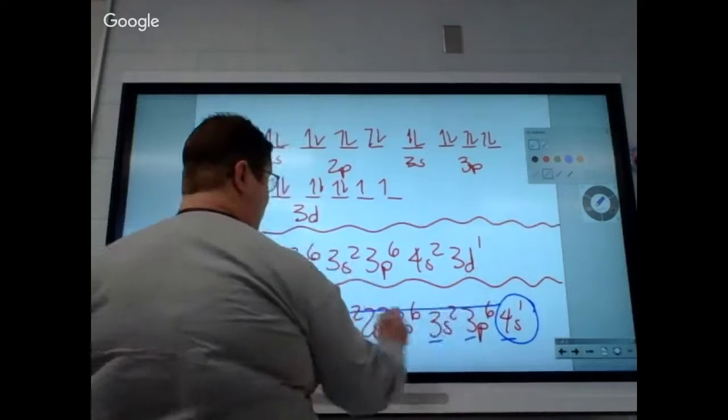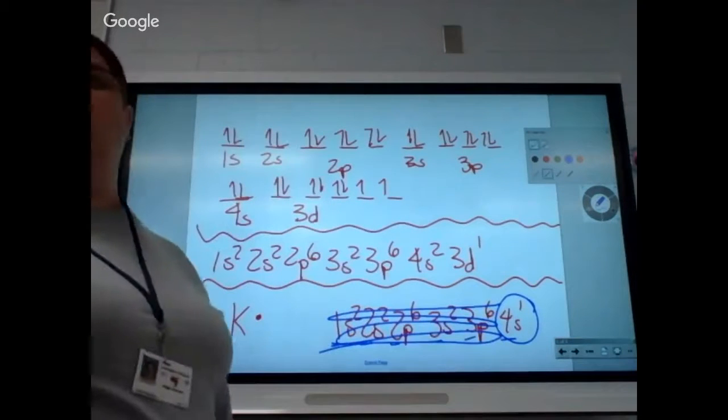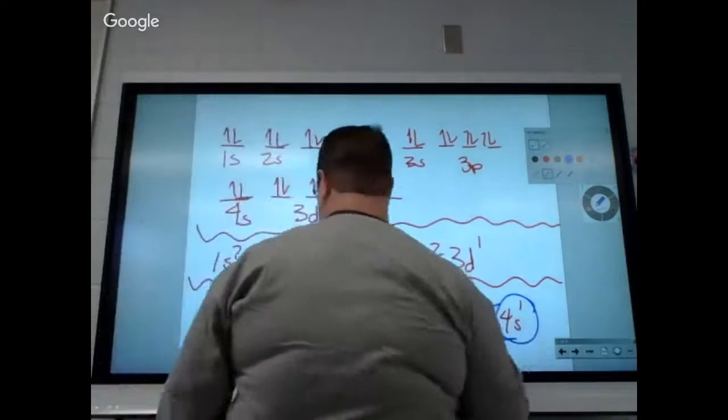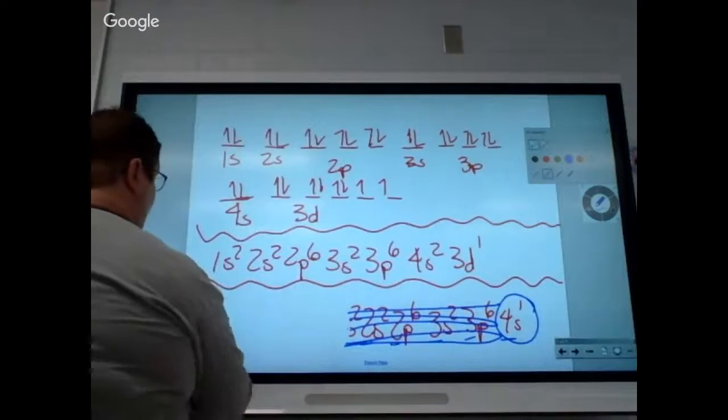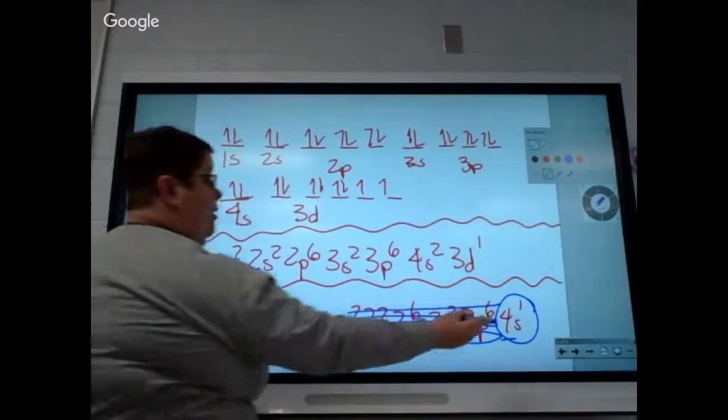Remember, you're not using any of this. That's the inner shell. We don't want any of it. You're only looking at 4S1. Okay? So 4S, get rid of that for a minute, has how many lines above it? How many arrows am I drawing?